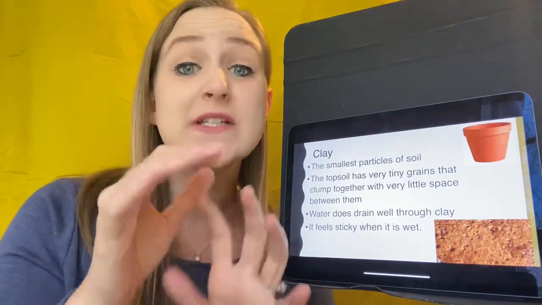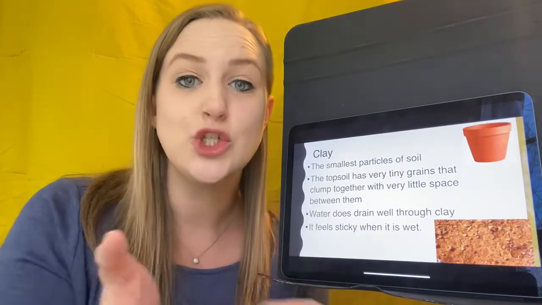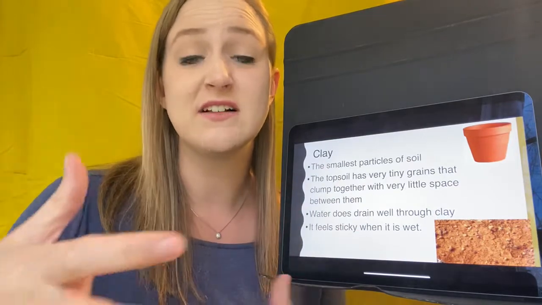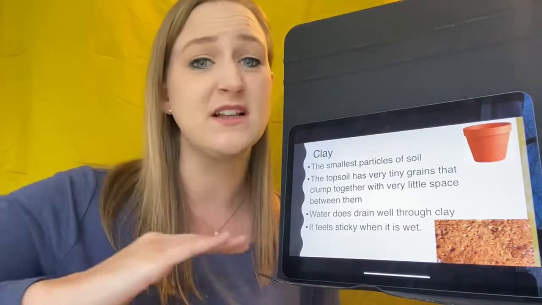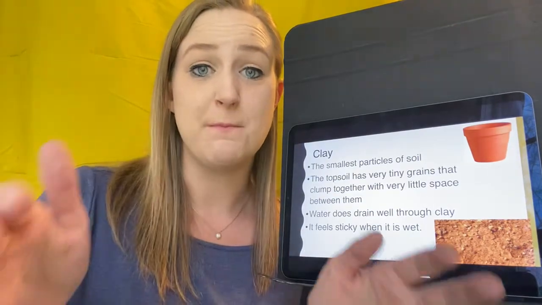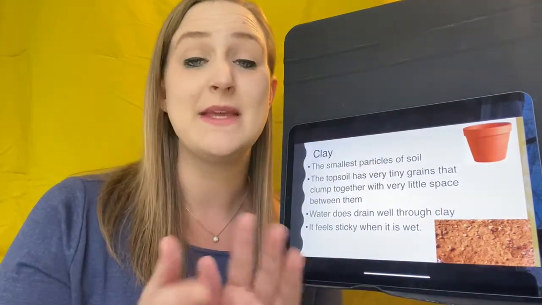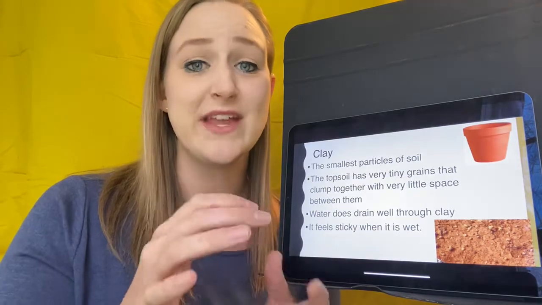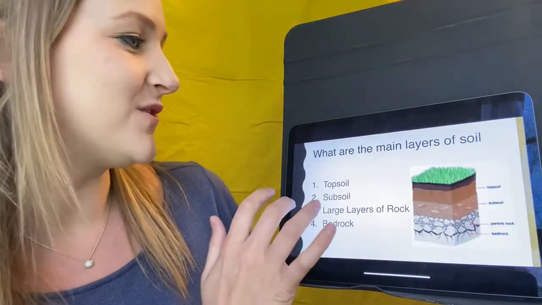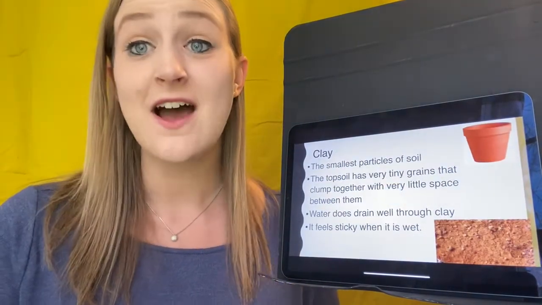Now people use clay because it's sticky, you can make pots out of it. If you've ever seen clay pots, clay cups, clay plates, they use it on a potter's wheel to make different shapes out of the clay because it's sticky, so you can kind of mold things into it like you would, say, with Play-Doh. So those are the different types of soil.